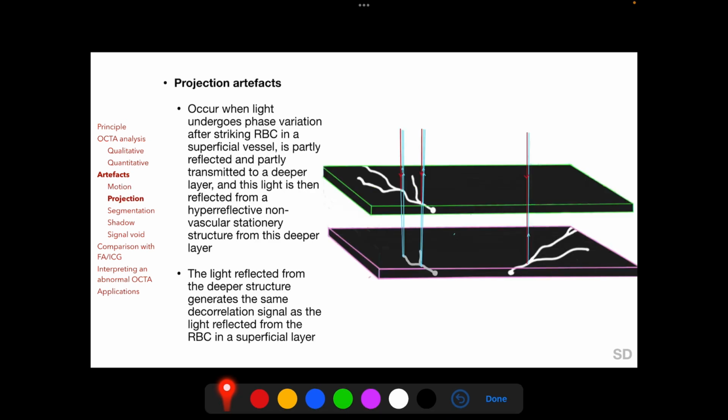The second major form of artifacts are the projection artifact, which occurs when incident light undergoes phase variation upon striking red blood cells in a superficial vessel, as we have discussed, and is partially transmitted to the deeper layers and partially reflected back towards the machine. And this phase change light transmitted to the deeper layers may be reflected by a hyper-reflective structure in a deeper layer back to the machine, with the change of phase remaining the same. So the phase change light reflected from the deeper structure generates the same decorrelation signal as the light reflected from the red blood cells from the superficial vessel.